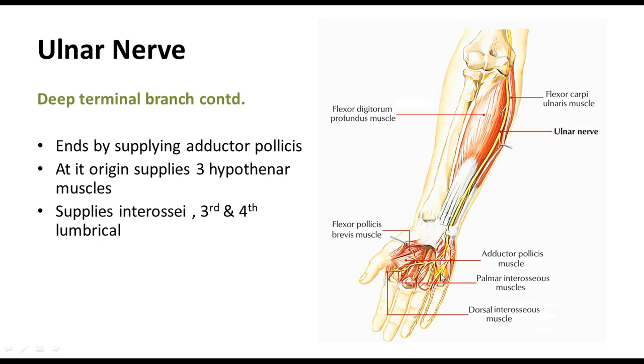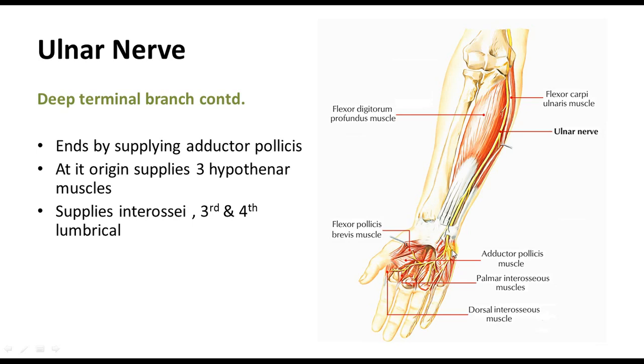Okay, so 3 hypothenar muscles it supplies, then 2 lumbricals, 6 muscles, 4 palmar interosseae and 4 dorsal interosseae, 8 muscles. So 6 plus 8, 14 muscles. Then apart from that, it also supplies the adductor pollicis, so 15 muscles, and it also supplies the deep end of flexor pollicis brevis, so 16 muscles.